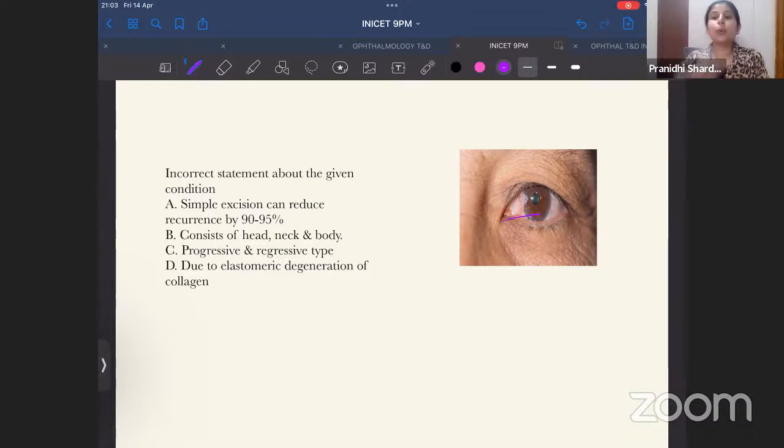Pterygium, as we know, is a type of corneal degeneration. There are two main degenerations which we discuss: one is the pinguecula and the other is the pterygium. Pterygium is a conical or triangular fibrovascular growth of the conjunctival tissue, most often present on the nasal side, and it happens due to elastotic degeneration of the corneal epithelium.